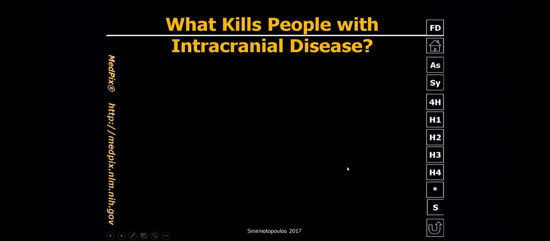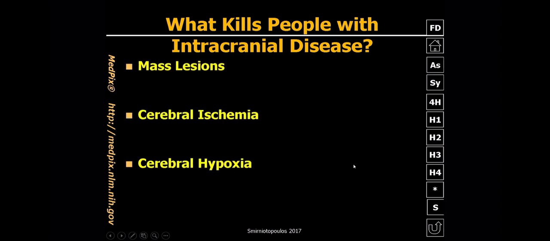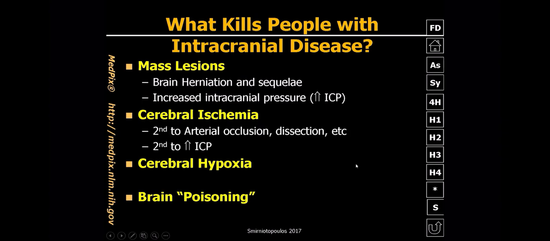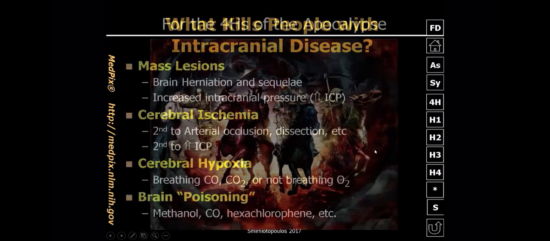What kills people with intracranial disease? Mass lesions, cerebral ischemia, cerebral hypoxia, and metabolic and toxins that poison the brain. And we can have brain herniation and increased intracranial pressure. We can have ischemia that's secondary to increased intracranial pressure as well as due to arterial and venous occlusion dissection. We can have hypoxia, breathing the wrong gases, breathing CO2 or carbon monoxide, not breathing oxygen, and various metabolic toxins.